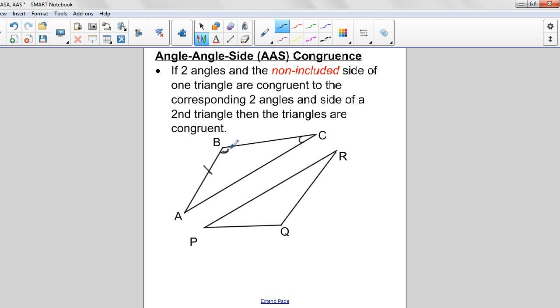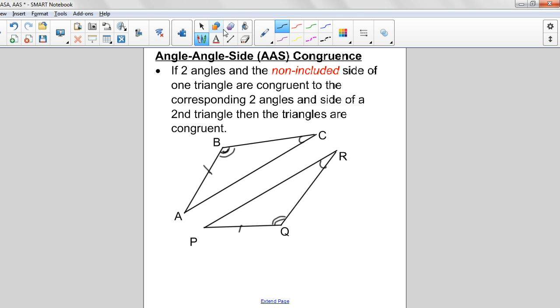Two angles, this one, and a non-included side. Other than BC, I could have chosen this one too, so I just chose those. So this one would match up with R, which matches up with C, Q would match up with B, and this would be the non-included side.